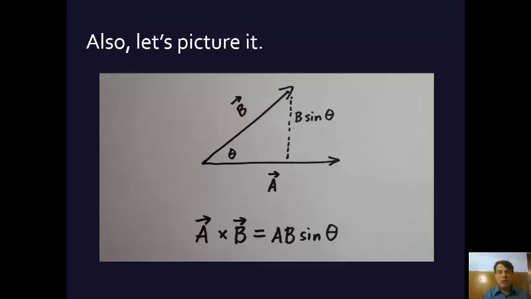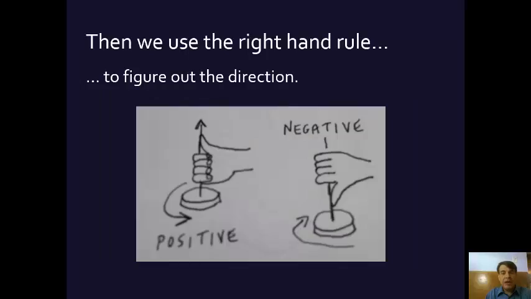So A cross B is going to be the magnitudes A and B times the sine of the angle between them. So that's what we mean when we talk about the perpendicular. And then how do we figure out which direction it's going in the third dimension? We're going to use something called the right-hand rule. We could have picked the left hand, but physicists picked the right hand.